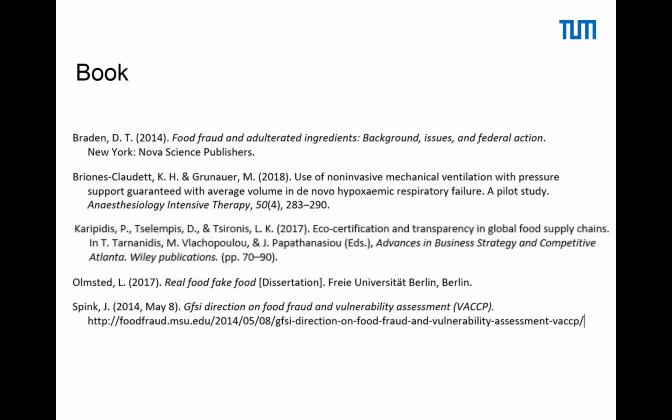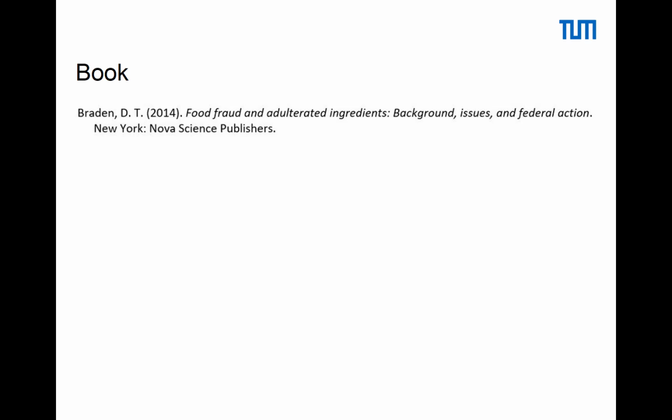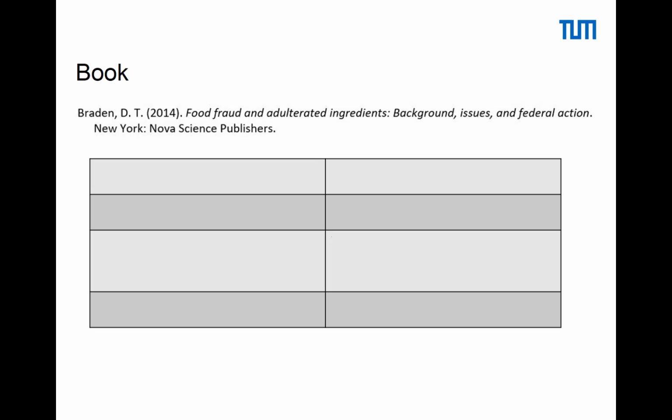Let's first have a look at a book. It is probably the easiest to recognize. A regular book can be recognized by the fact that it was written by one or more authors together. The information for author, name, the publication information, and date is easy to recognize for a book.